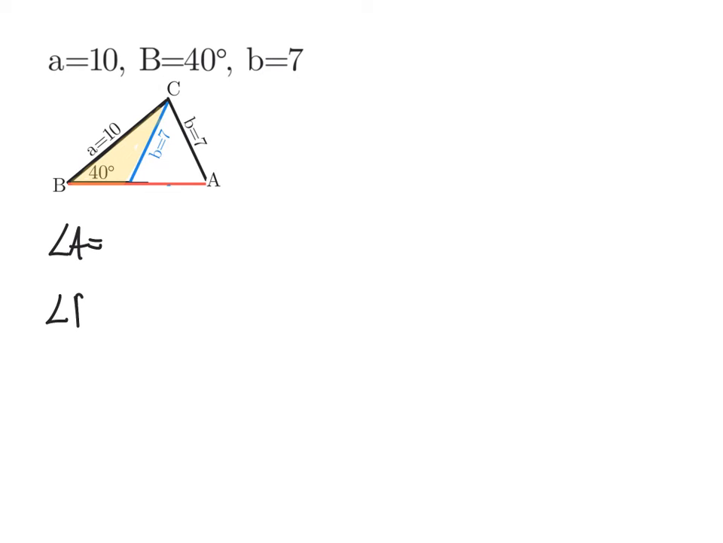So let's get ready to do the problem. We know that angle B is 40 degrees. We know that side A is 10. Side B is 7. Now we can use that information that we got from solving the triangle the first time to transition over to this second solution. Let me show you how.